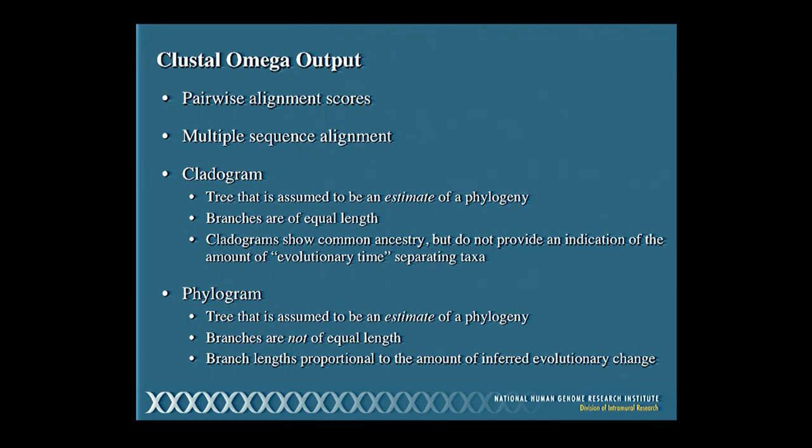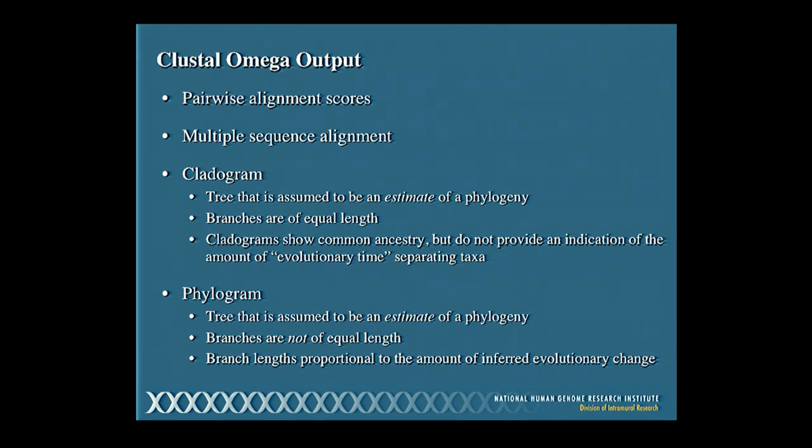What do we actually get? As one would expect, you get a multiple sequence alignment and those pairwise alignment scores that you saw previously as we talked about the progressive alignment. You also get something called a cladogram and something called a phylogram. So the cladogram is a tree representing your sequences that is an estimate of the phylogeny.